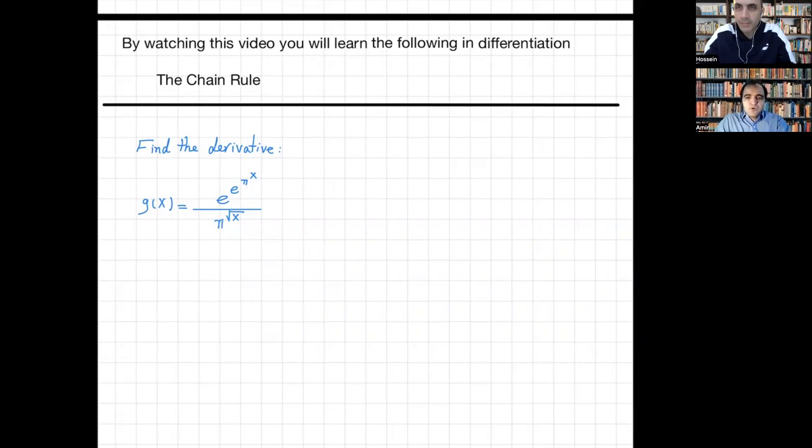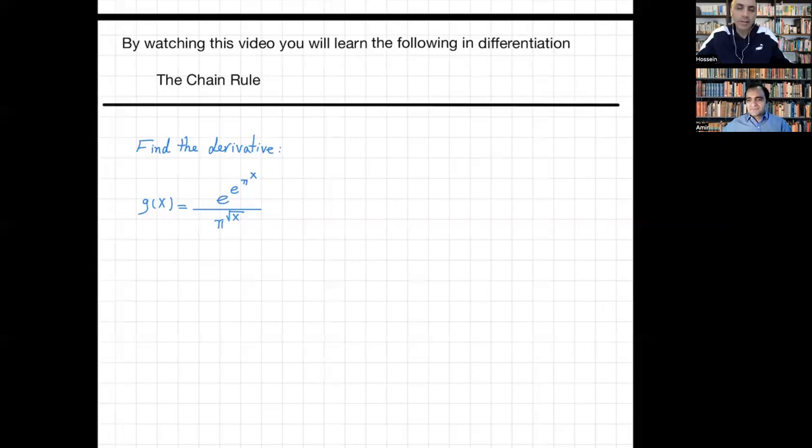We want to go over a problem in calculus regarding the chain rule. Hussein helps me solve the problem. The problem we have is: on the numerator we have e to the power of e to the power of pi to the power of x, and on the denominator we have pi to the power of square root of x. So Hussein will use the chain rule to solve this problem. Hussein, please go ahead. The floor is yours.